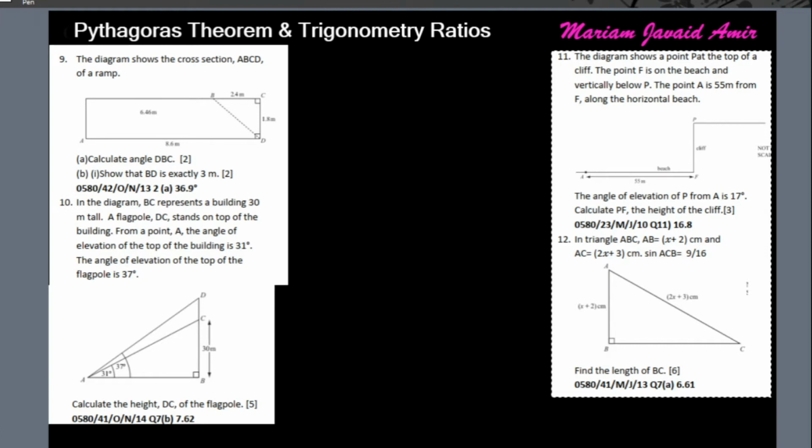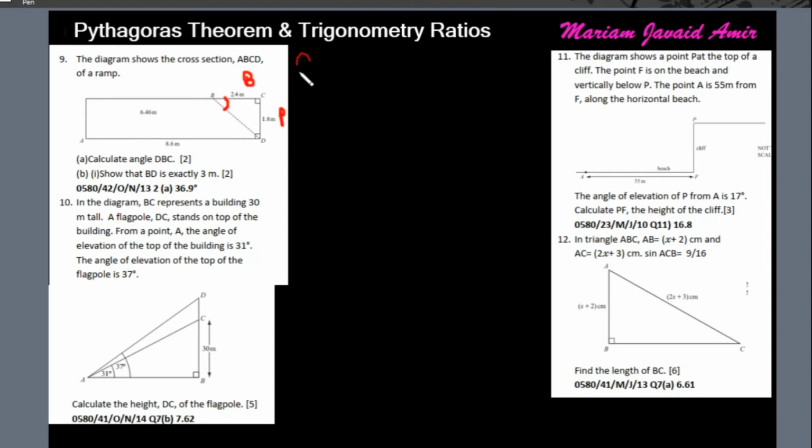Okay, next up is question number 9, which says calculate angle DBC. So where is angle D to B to C? We need this angle. This is the angle, this will be perpendicular, and this is the side between the two angles, which is the base. So we'll be using tan.